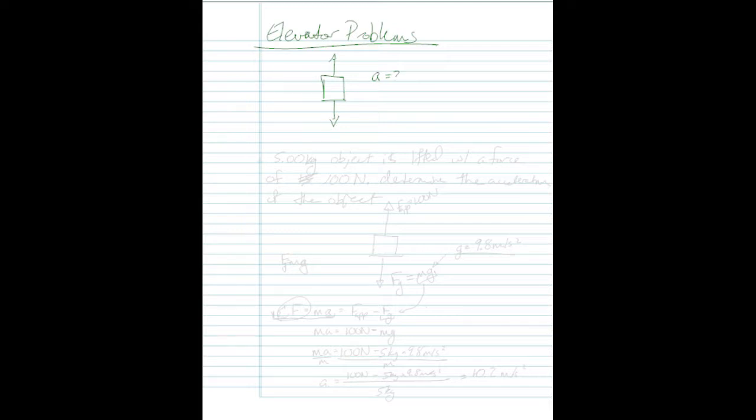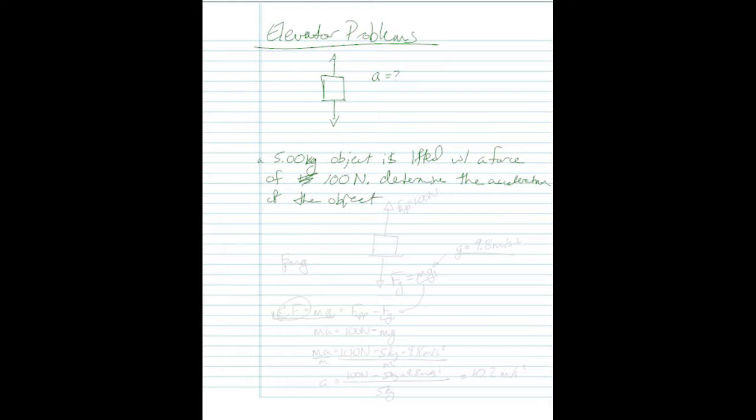If we have a scenario, let's say there is an object that is 5 kilograms in mass, and it is lifted with a force of, let's say, 100 newtons. Determine the acceleration of the object.